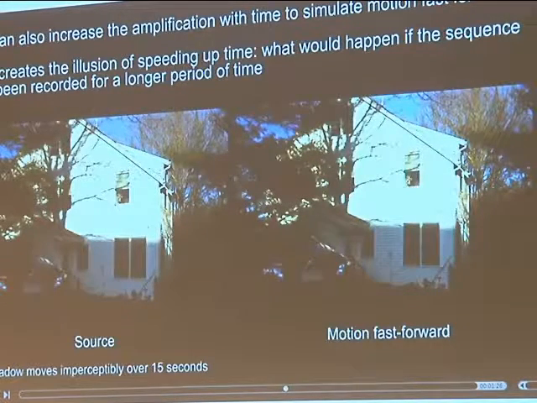So here, on the left is going to be toggling back and forth between two frames of my house taken 15 seconds apart. So what happens in 15 seconds with a camera on a tripod? Not much, but the shadows move a little bit. And then on the right, we're going to do motion fast forward, where we're going to see that small motion now exaggerated.